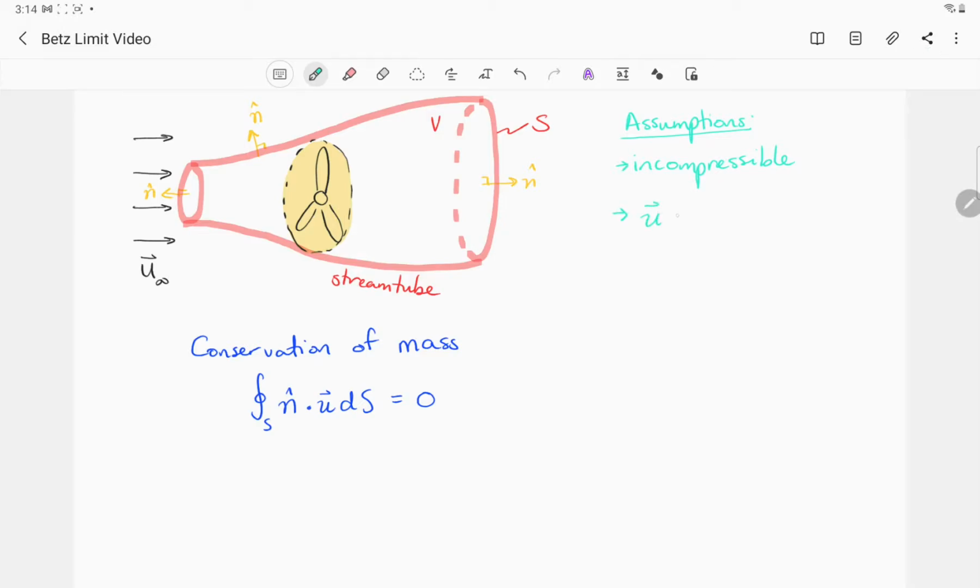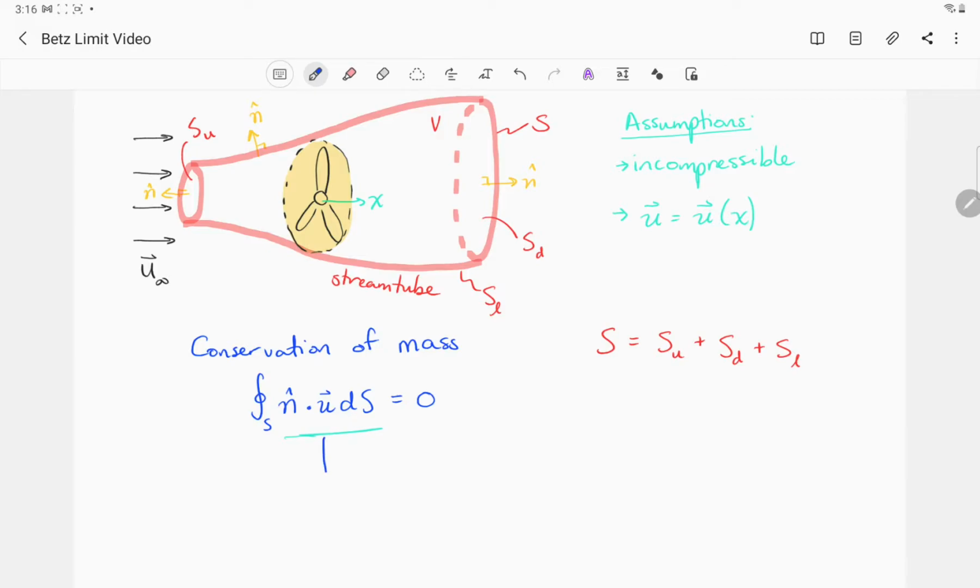That is, the vector velocity is a function of x only, where x is the streamwise direction here. This means that the velocity is constant on the upstream and downstream faces, and so this integral is going to become simpler. It's going to become simply an algebraic expression. So we can divide up this control surface S into 3 separate surfaces. So we have the upstream face, which I will call SU. Then we have the downstream face, which I will call SD. And of course, we have the lateral boundary, which I will call SL.